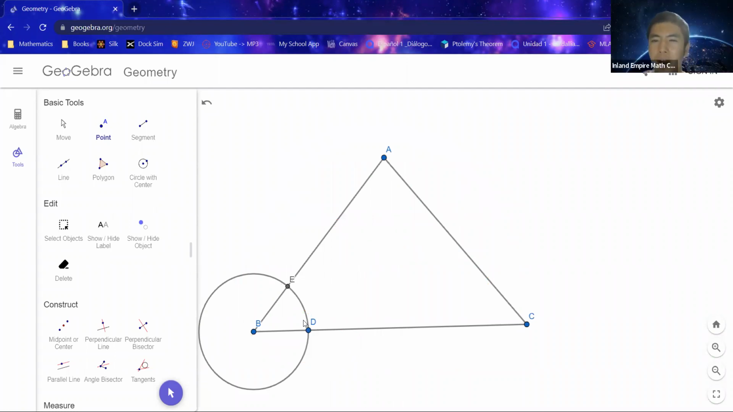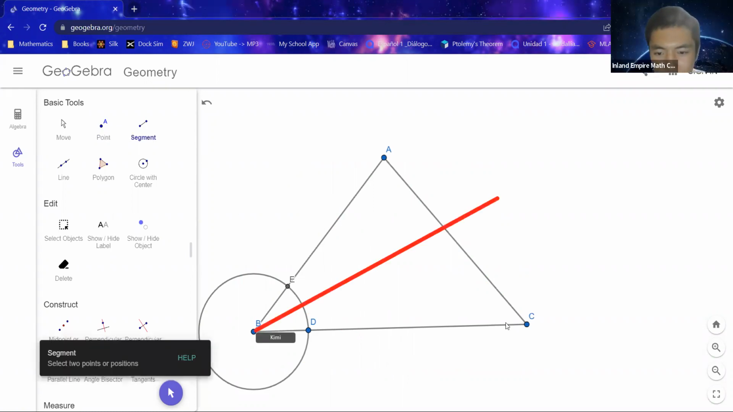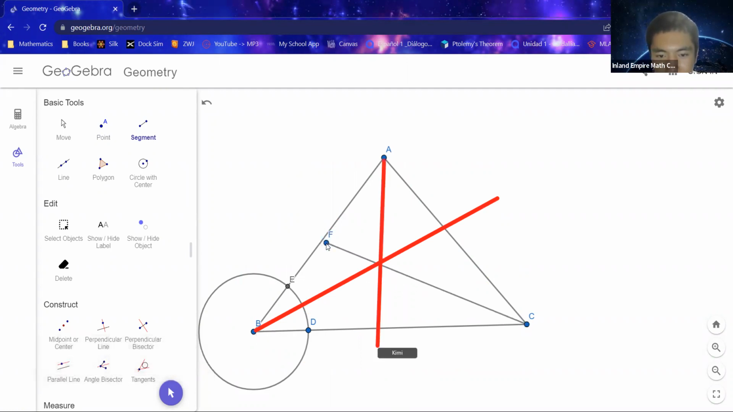Well, Kimmy, I think your idea is very creative, but we really just have to draw 2 lines. Yeah, we just have to draw 2 lines right here.